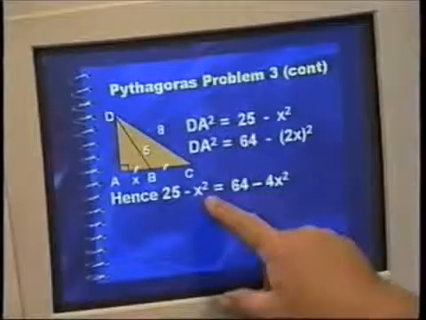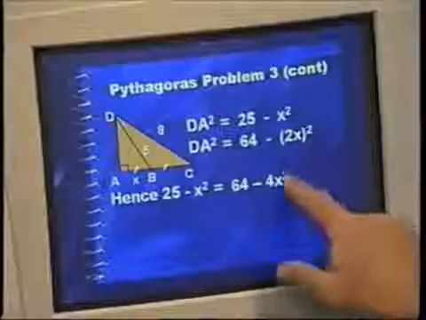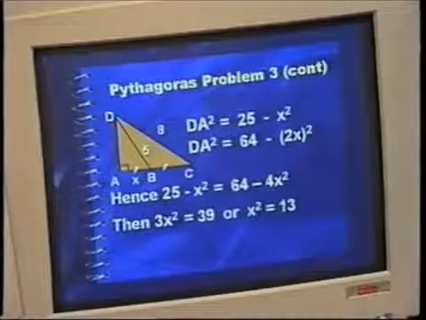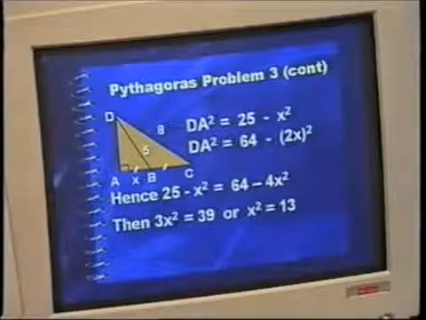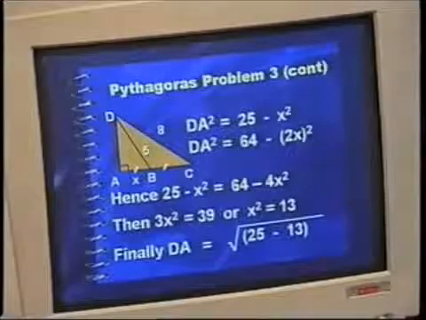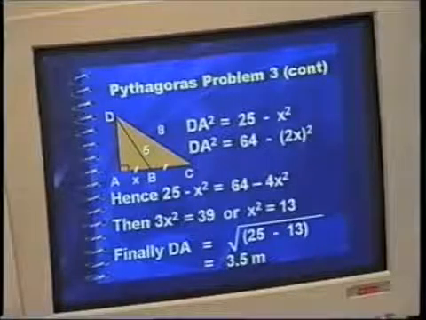In other words, 25 minus x squared must be equal to 64 minus 4x squared. If you square that, you get 4x squared. You have to perform some algebra. You get 3x squared as 39, x squared as 13 as a result, and then we have to take the square root to get the value for DA, and if you do that, then you finally get 3.5. Very difficult problem just to follow on the screen like that. You need to practice, of course, from your textbook.